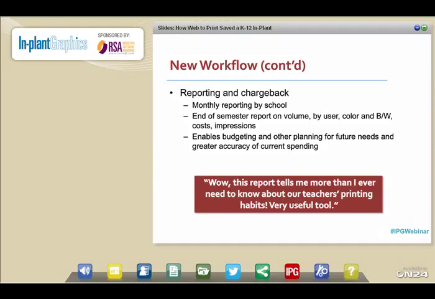We can show monthly reporting by school. I provide end-of-semester reports on volume, users, color and black and whites, costs, and we enable the budgeting and planning for future needs as well, so that principals can kind of look at their budgets and see that they spent more one way or the other and adjust their budgets. And they are very happy with these reports. I am very happy with these reports, and the rest of the administration seems to be very happy with them as well.